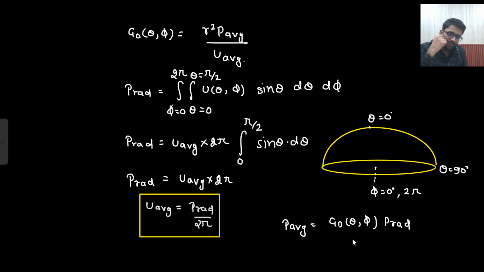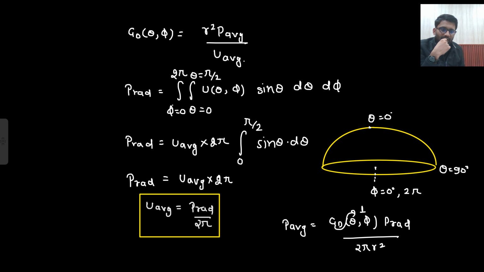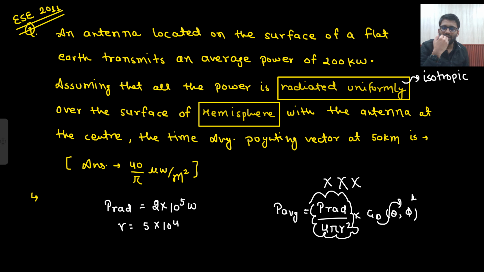P radiated upon 2 pi r square. And for an isotropic antenna, this would be 1. Right? So what are we getting? P average is equal to P radiated upon 2 pi r square. So what is P radiated? 2 into 2 to the power 5, divided by 2 pi into 50 kilometer it was, so 25 into 10 to the power 8.